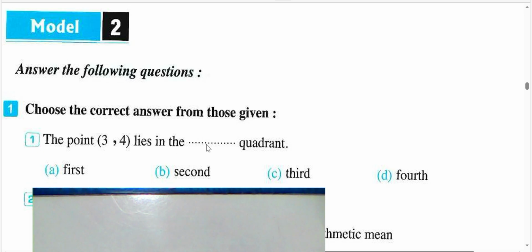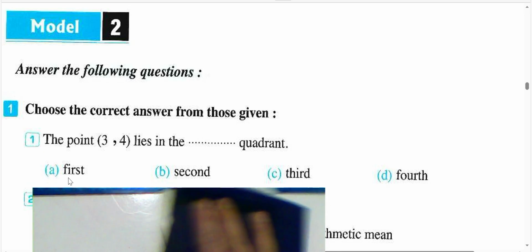In the fourth or the first? It will be the first quadrant because the first quadrant has positive and positive. Like this, we have 4 parts here: first quadrant, second quadrant, third, fourth. The sign of the first is positive and positive. So the point here lies in the first quadrant. Choose letter A for the first question.